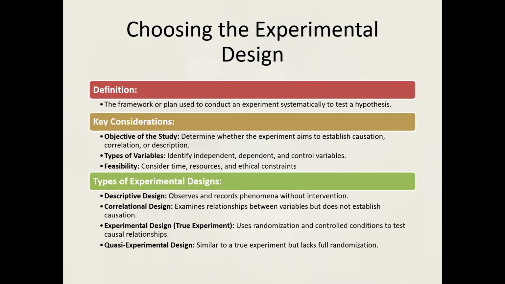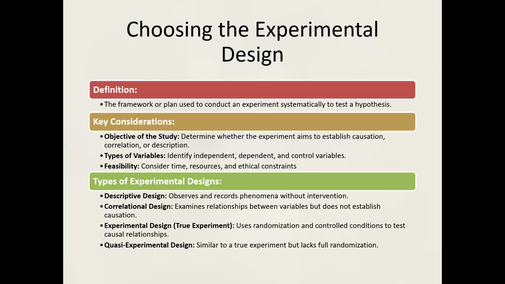The objective of the study determines whether the experiment aims to establish causation, correlation, or description, and your objective will define the type of experimental design. Your experimental design will be based on the type of objective you have used in your study, and you have to identify the types of variables: the independent, dependent, and control variables. And then you have to find an experimental design which is feasible and can be completed in considerable time and resources, and has no ethical constraints.